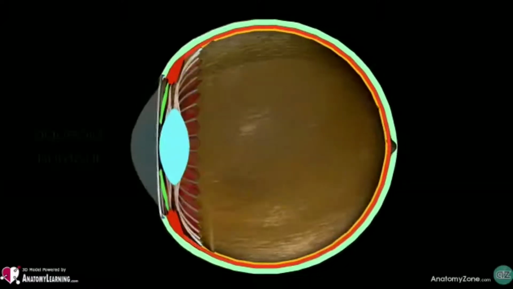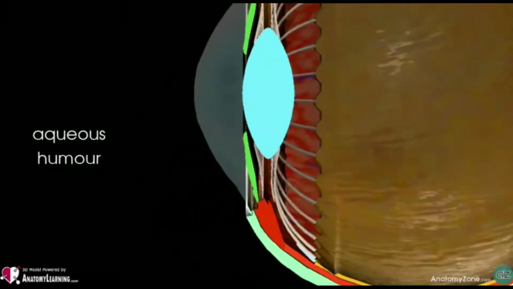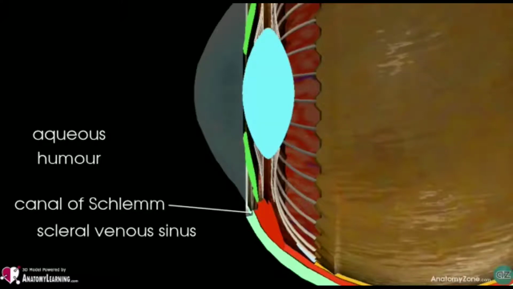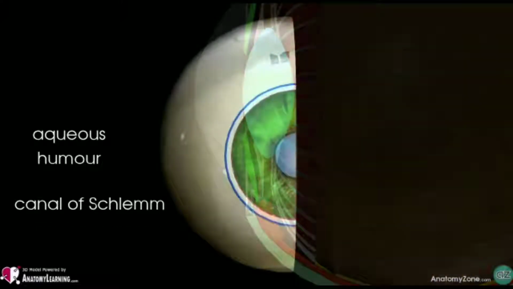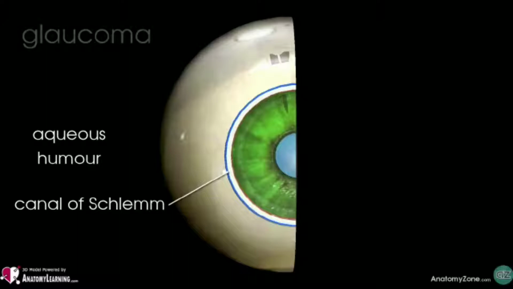The chambers are filled with aqueous humor, which is a clear plasma-like fluid that nourishes and protects the eye. The aqueous humor is secreted first into the posterior chamber and flows into the anterior chamber via the pupil, and is then absorbed into the canal of Schlemm, also known as the scleral venous sinus. This channel encircles the eye, lying at the point between the cornea and the iris. You can see this highlighted in blue on this model. If the drainage of aqueous humor is obstructed, the intraocular pressure will rise, a condition known as glaucoma.